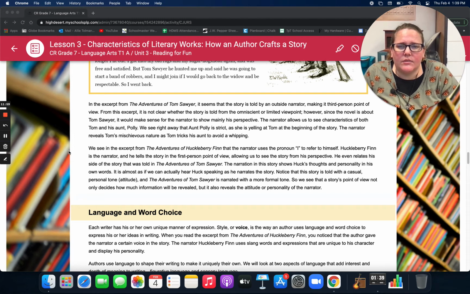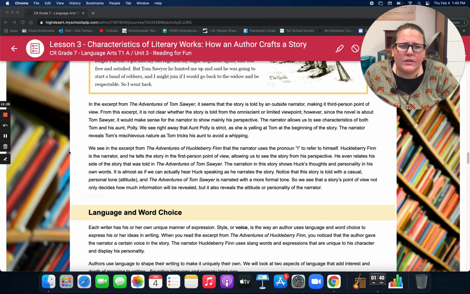We see in the excerpt from The Adventures of Huckleberry Finn that the narrator uses the pronoun I to refer to himself. Huckleberry Finn is the narrator, and he tells the story in the first-person point of view, allowing us to see the story from his perspective. He even relates his side of the story to what is told in The Adventures of Tom Sawyer. The narration in this story shows Huck's thoughts and personality in his own words. It's almost as if we can hear Huck speaking as he narrates the story.